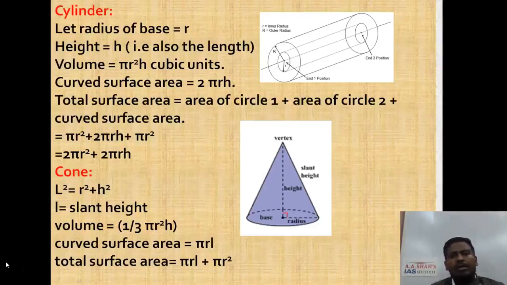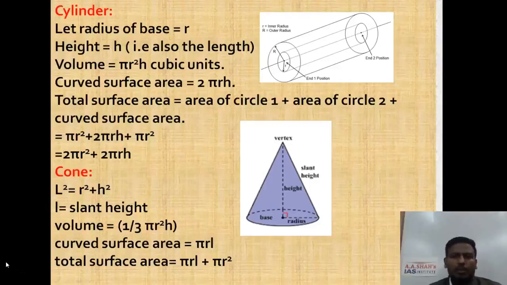So we can formulate that the total surface area of the cylinder is equal to the curved surface area plus the area of the upper circle plus the area of the lower circle. Okay, so the curved surface area of the cylinder is 2 pi rh, plus the area of the lower circle, pi r square, plus the area of the upper circle, again pi r square. When we add these, it becomes pi r square plus 2 pi rh plus pi r square, which gives you 2 pi r square plus 2 pi rh.